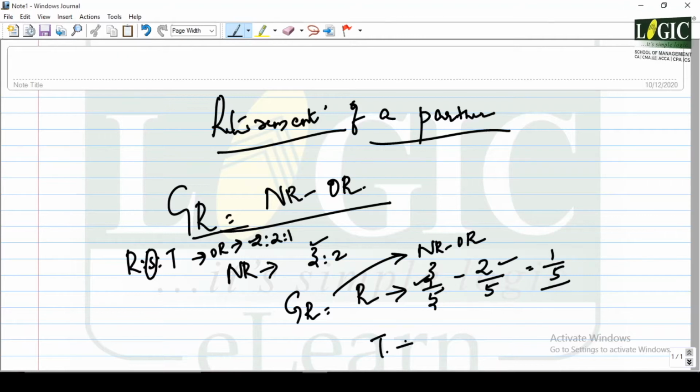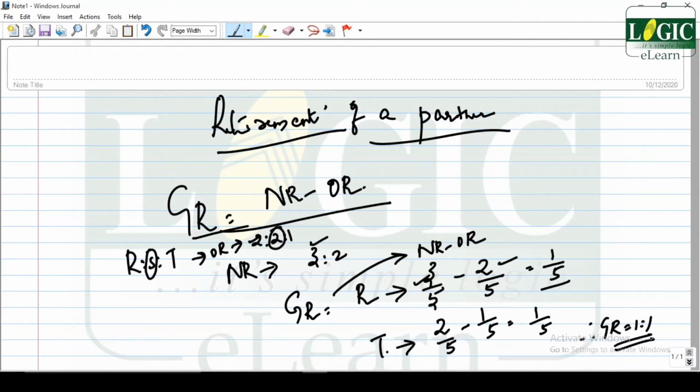In the case of T, what is his new ratio? 2/5 minus, this man is not there, okay, minus 1/5 is equal to 1/5. Therefore, gaining ratio is equal to 1:1.